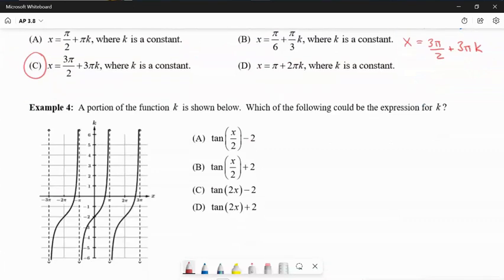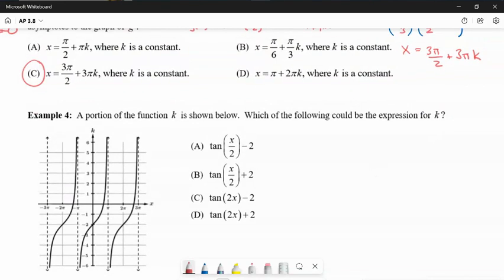Okay, example 4. A portion of the function k is shown below. Which of the following could be the expression for k? So we're going to start by trying to get that b value. We can look at the graph, and we can see that the period goes from negative pi to pi. So that means if it goes from negative pi to 0 and 0 to pi, that's 2 pi worth of distance for that cycle here, from negative pi to pi.